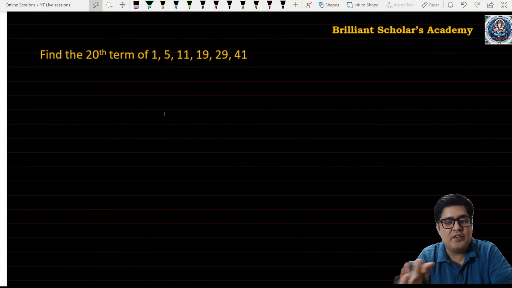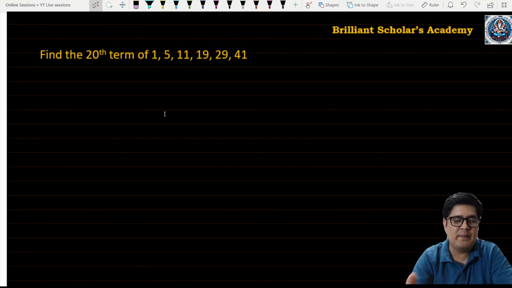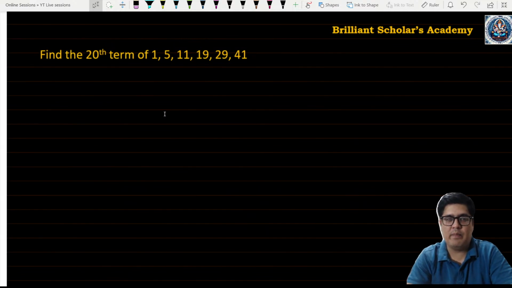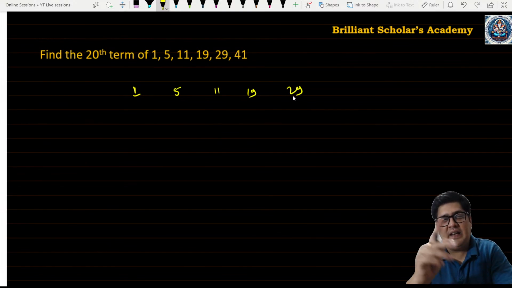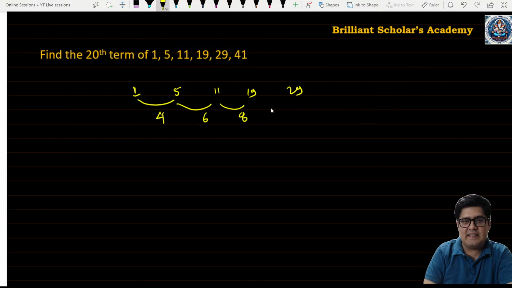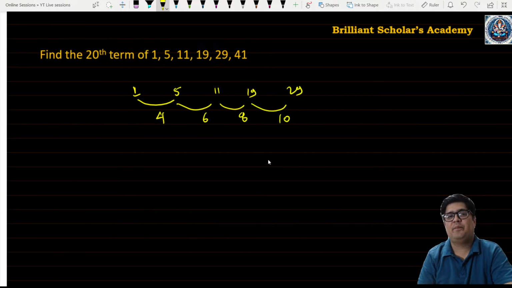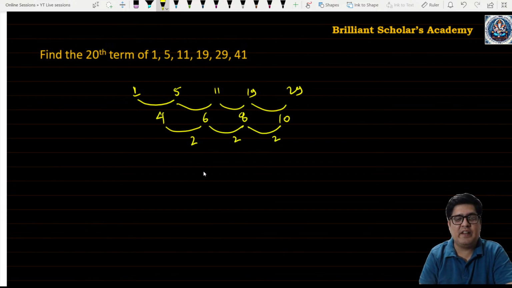I have tried to keep the session a little homogeneous. Similar kind of questions I've kept in the beginning, and then we'll go for a variety of problems. Here I have 1, 5, 11, 19, 29. I feel again some kind of increase is there. Here the increase is 4, then 6, then 8, and then 10. And the increase of the increase is 2, 2, 2. This is the second level difference being constant.